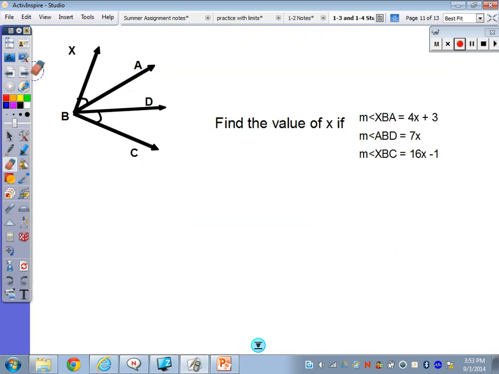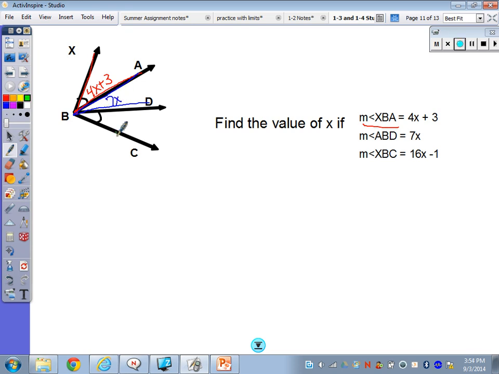Okay, and then the last problem, and probably the most challenging one, it says find the value of x if XBC is given. So again, you trace the angle, and at the vertex, whatever angle you make, you put it in between there. So this is 4x plus 3. ABD. So if I trace that one, I start at A, I go to B, and then I go to D. I made this angle in here, which is 7x.